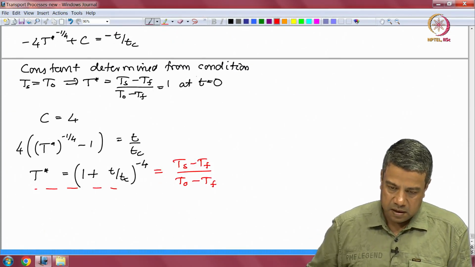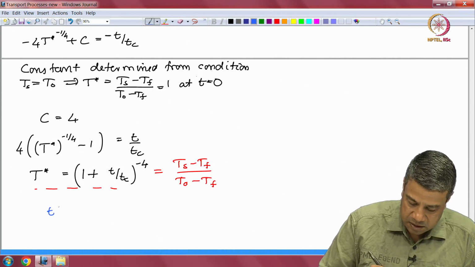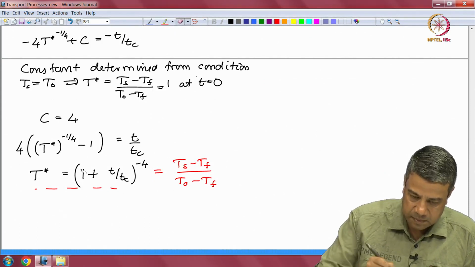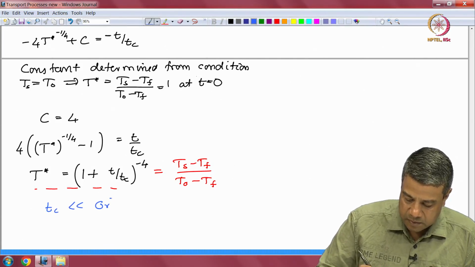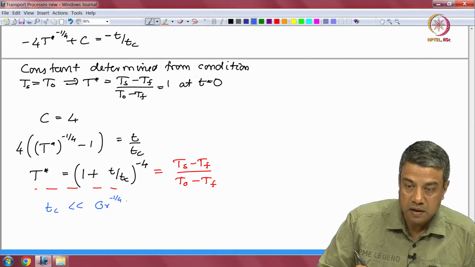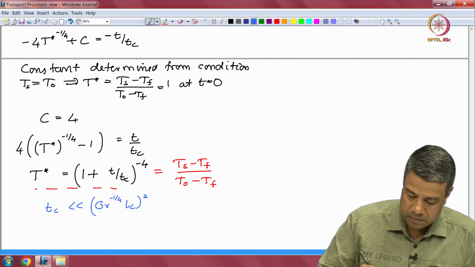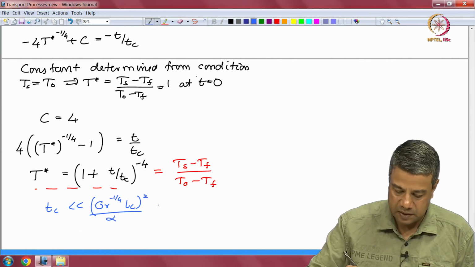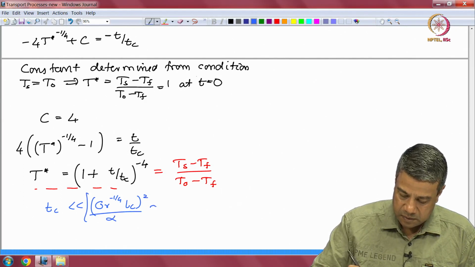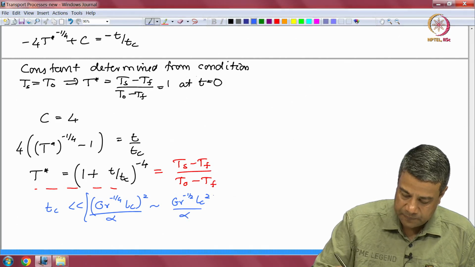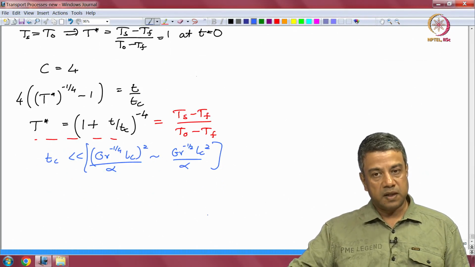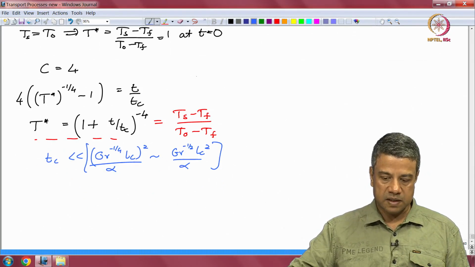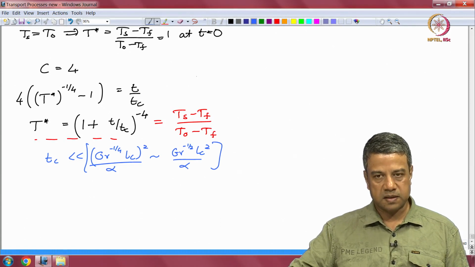And the condition is that the characteristic time tc is much less than Grashof number power minus 1/4 into the characteristic length the whole square by alpha, which is Gr power minus half Lc square by alpha. That is the condition. That condition has to be satisfied for this to be valid. Because the Grashof number is very large, this is likely to be satisfied in most practical cases.